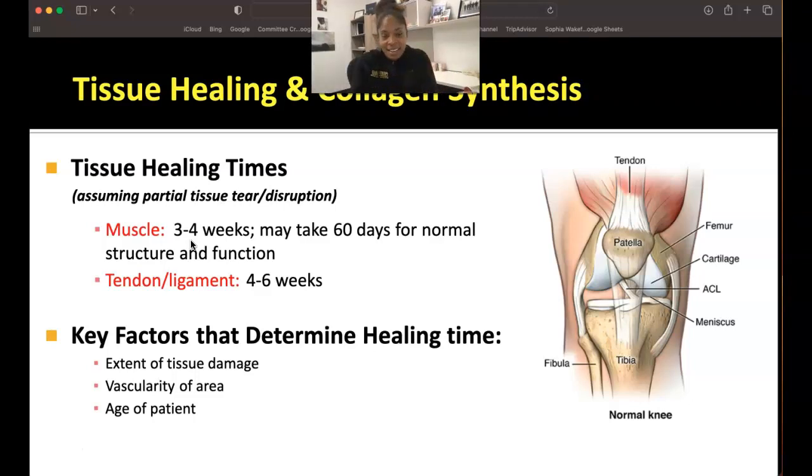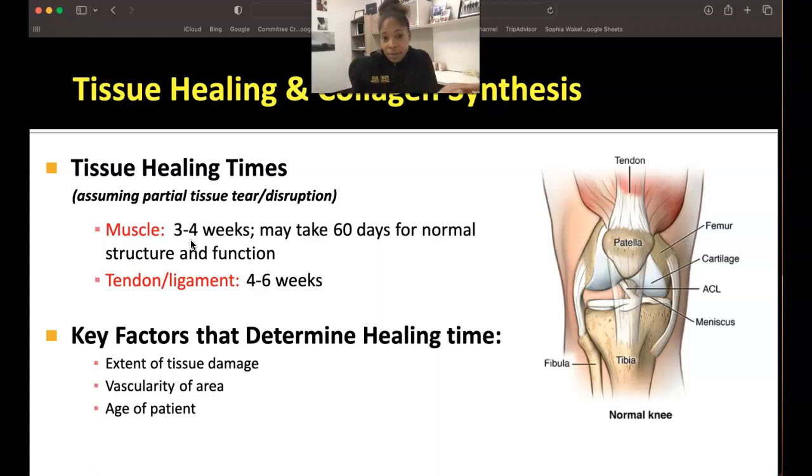Is a light bulb going off? Are you thinking, that's probably part of the reason that we see a lot of repeat hamstring strains, for example, in track and field, right? Or repeat strains in general, because yes, they take 3 to 4 weeks to heal themselves. But if we're looking at proliferation phase and maturation phase, it may take 2 months for the muscle to be back to full function.